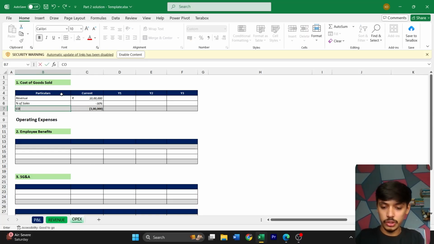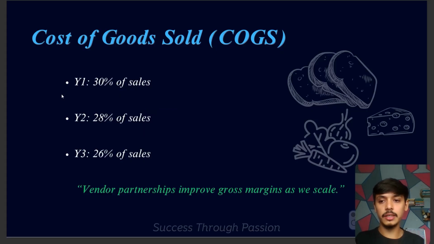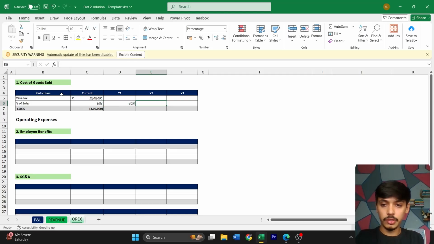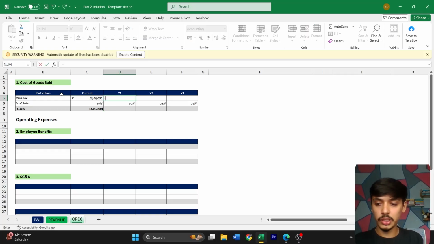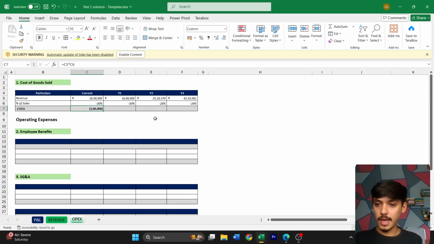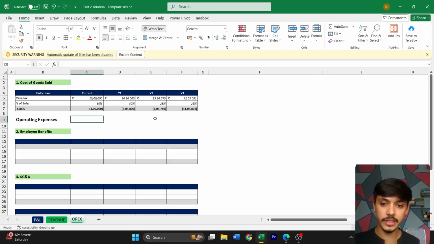So for year 1, we saw that the COGS is 30% of sales, 28% for year 2, 26% for year 3. So we'll plug in those numbers: negative 30, negative 28 and negative 26. So we have it as a percentage of sales. Now sales is revenue. We will plug in the revenue numbers from the revenue sheet and do it for the next 2 years. Similarly, we have the formula plugged in over here. We will just copy and paste this. Okay, so now we have our COGS line item projected for the next 3 years.